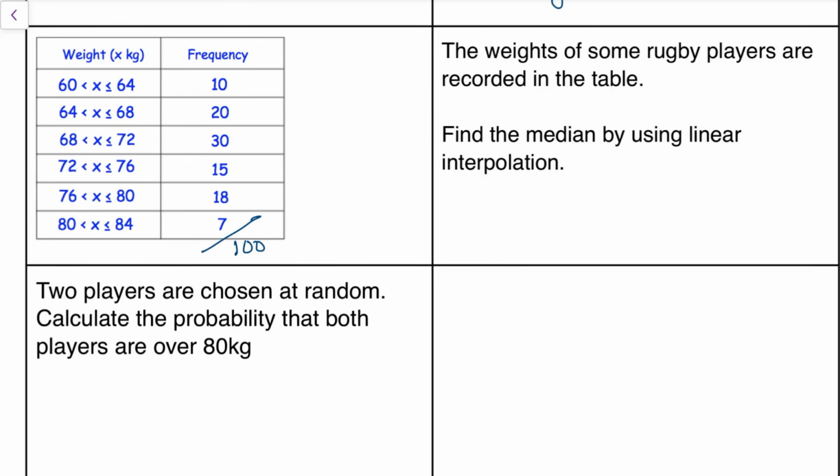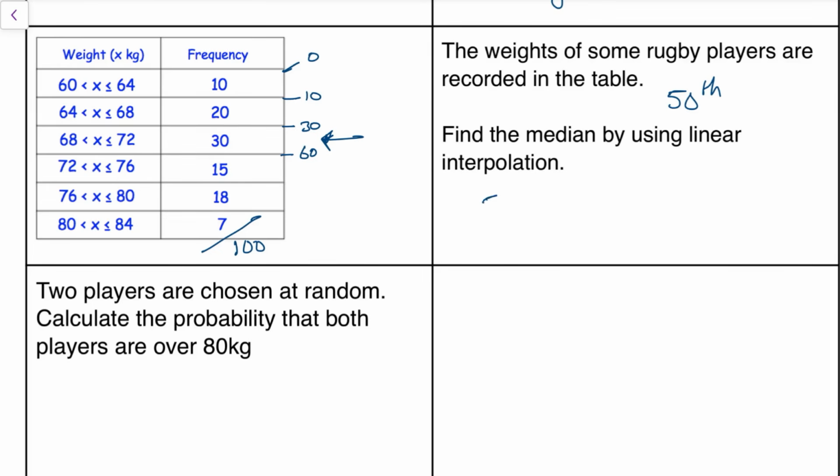Good, nice number. And I want the 50th person because half of 100 is 50, which means I need cumulative frequency. So this is between 0 and 10. The next one is between 10 and 30, in other words, 10 plus the 20 that's in the second one. The next one is between 30 and 60, so 30 plus 30 is 60, which means the 50th person is in here.